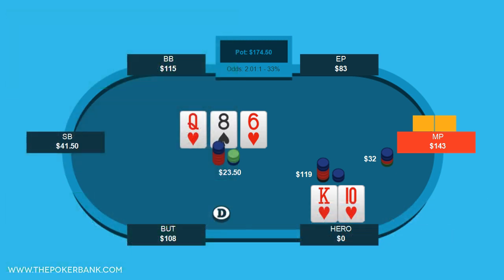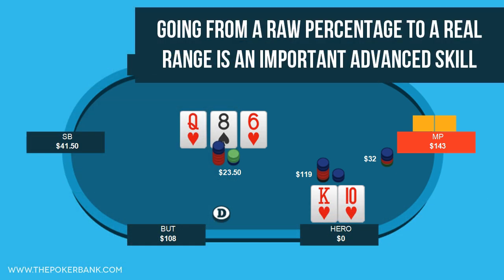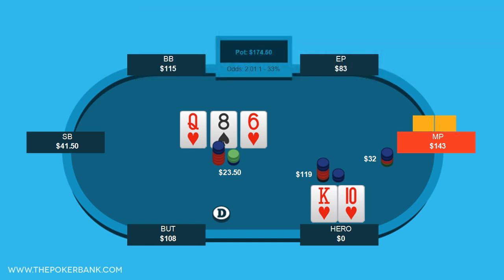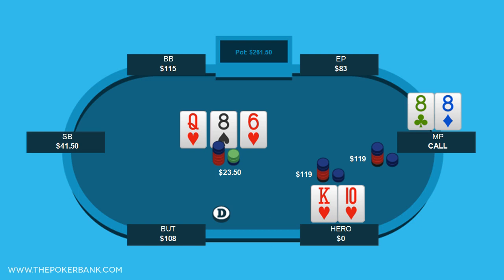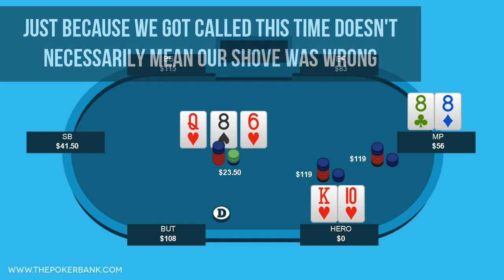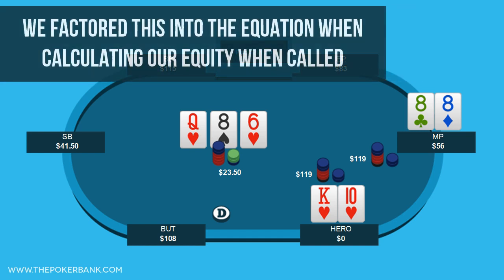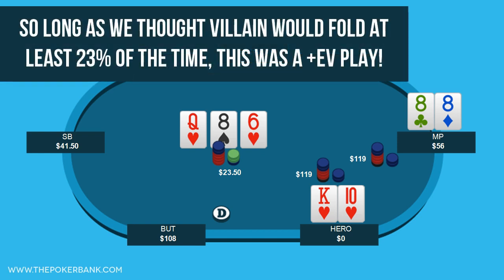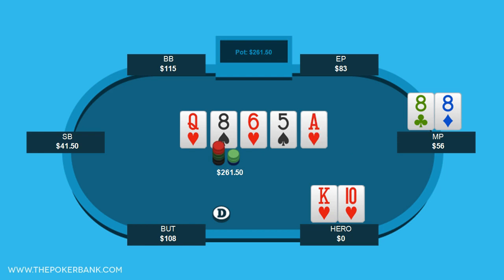Knowing how to turn a raw percentage into real combinations of hands is an advanced skill that can really help your game. In this hand, we shove and our opponent calls with pocket eights. We knew this was a possibility, and him calling our shove doesn't necessarily mean that we made a mistake. This was factored into the original valuation of the shove when we considered our equity the times villain did in fact call. So long as we thought villain would fold more than 23% of the time once we shoved, the play was plus EV. The times he does call, at least we have some equity, and we can always run good and improve some percentage of the time.